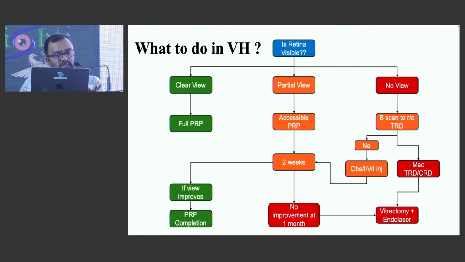Now, what if there's no view? First, you do a B scan to rule out any TRD or a macular TRD. A combined retinal detachment indicates a need for a vitrectomy. If there is no fibrovascular proliferation or a TRD, you can give the option of observation or even an intravitreal injection to the patient. If it resolves, you can go for your PRP. Still, if it's not resolving, then vitrectomy and laser is your option.